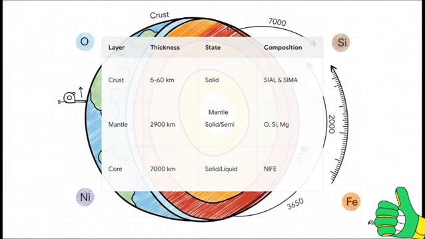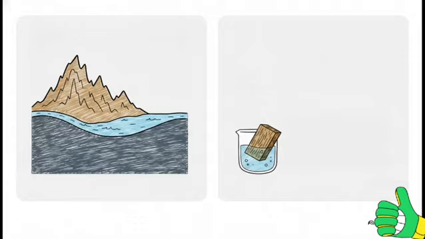The crust is this fragile layer just 5 to 60 kilometers deep, sitting on top of a massive 2,900 kilometer mantle. And then the core with a massive 7,000 kilometer diameter. This framework also breaks down the physical state and chemical makeup of each, which we're going to look at right now.